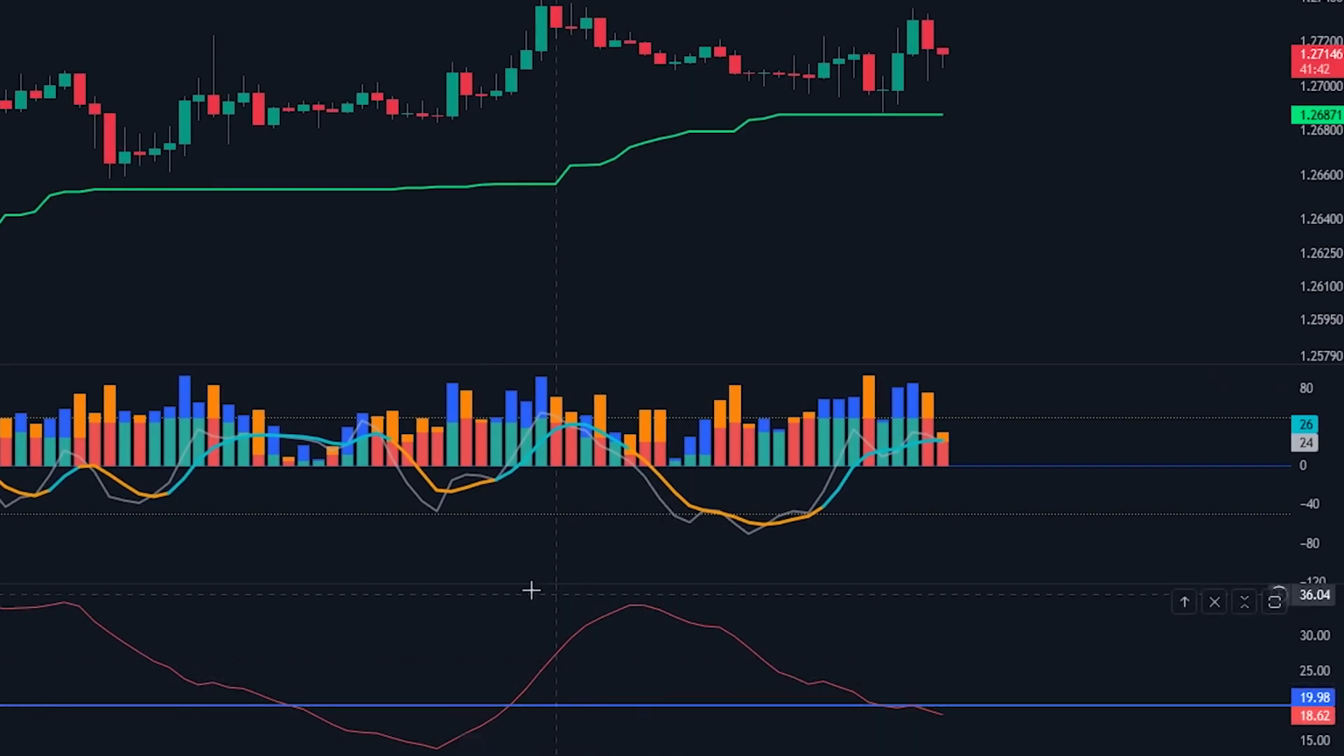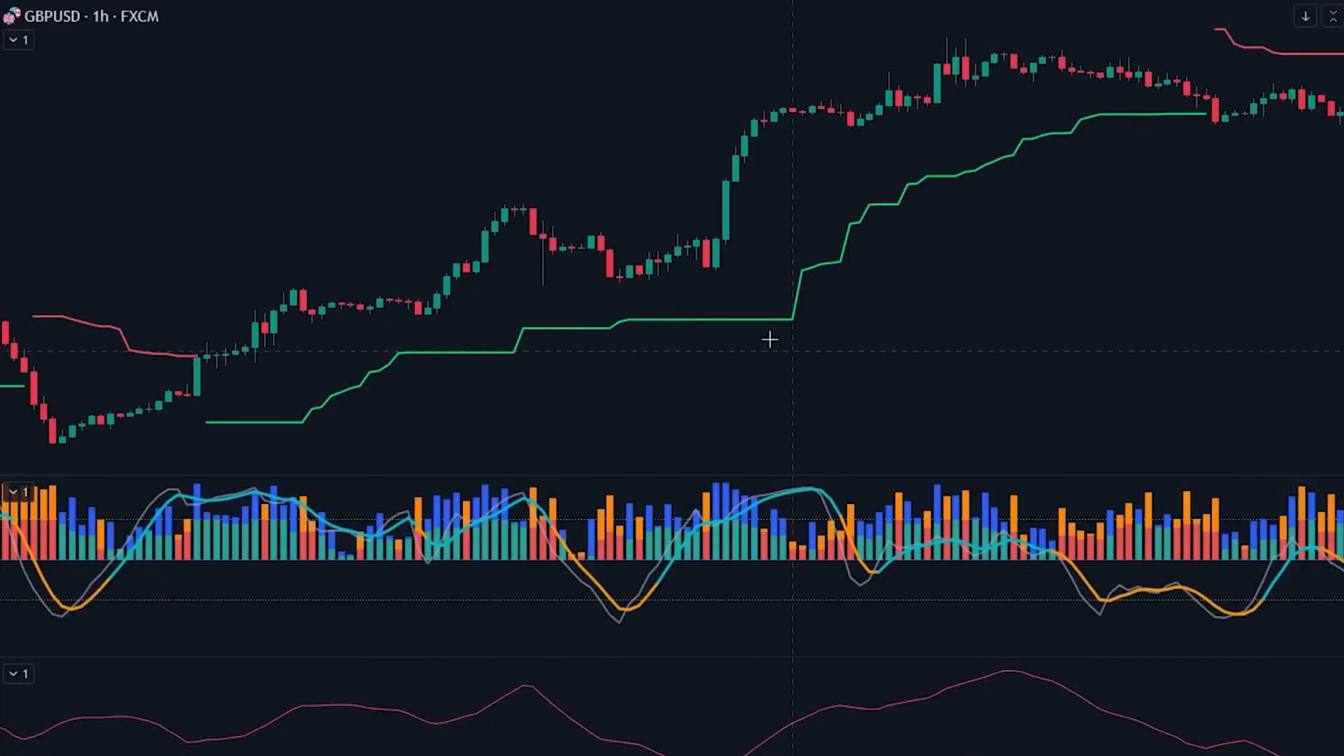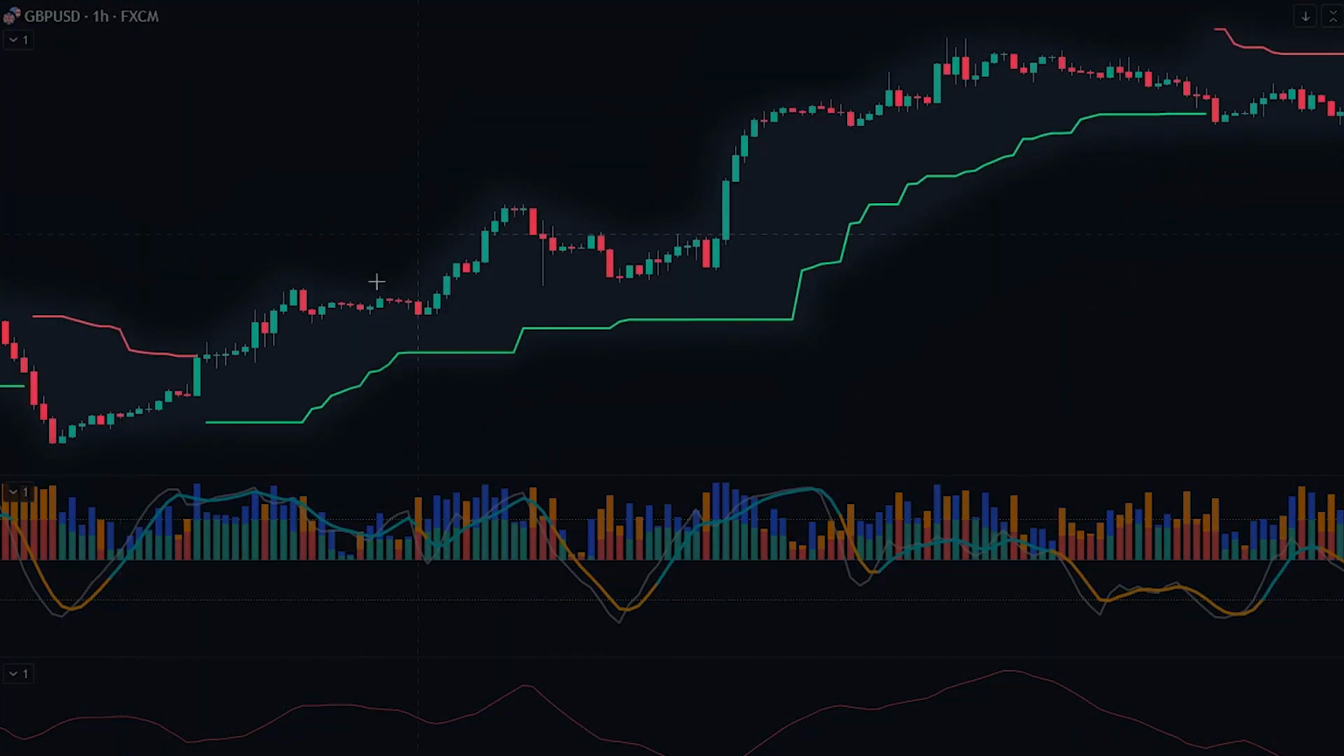Now, let's take a look at how we will be combining the indicators. We will be combining the indicators by first using the Pivot Point Supertrend in order to identify the longer-term trend.